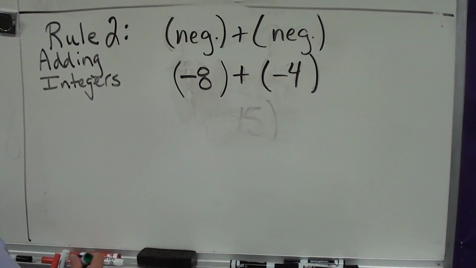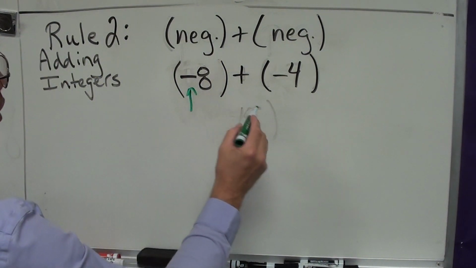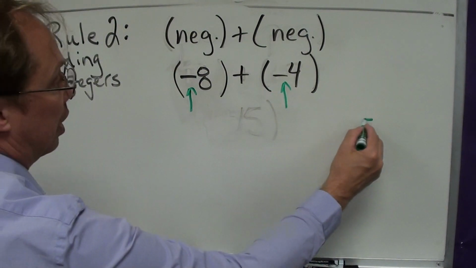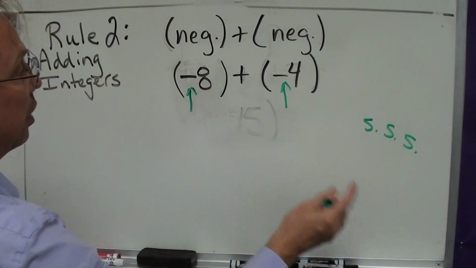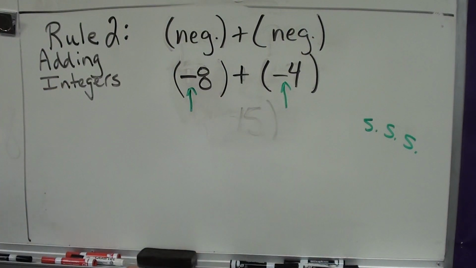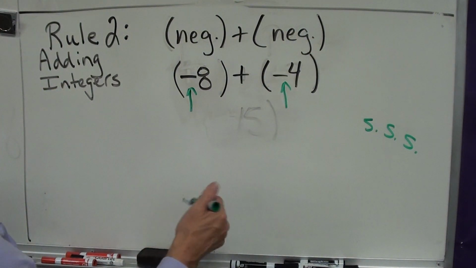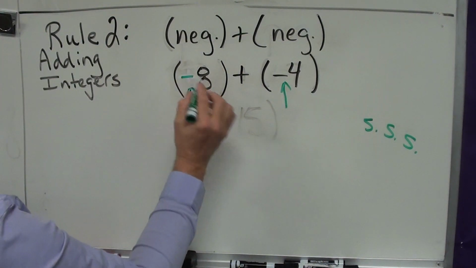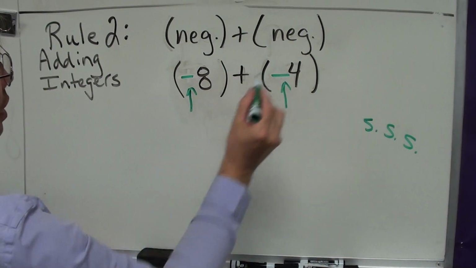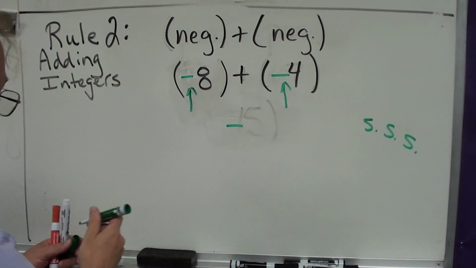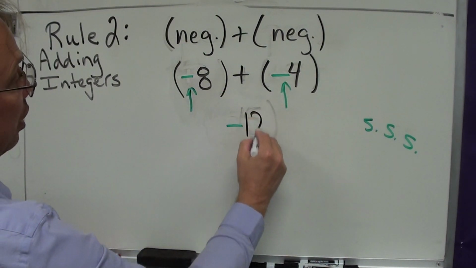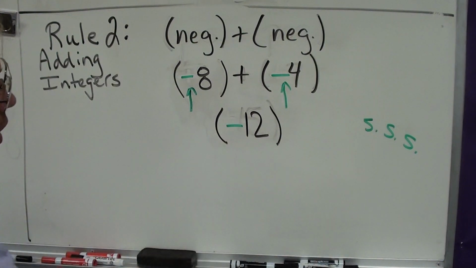again, we have the same sign. We have a negative being added to a negative. So again, we have same sign sum. We will look for the sum, which is the answer you get when you add, of 8 and 4. The same sign, we have a negative 8 plus a negative 4, so my answer will be negative. The sum of 8 and 4 is 12, so my answer is negative 12.